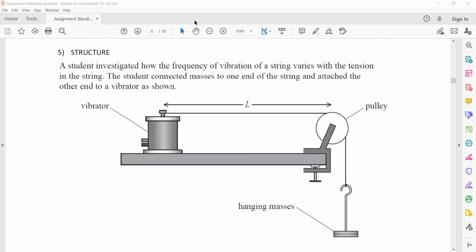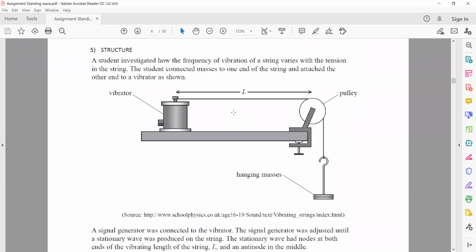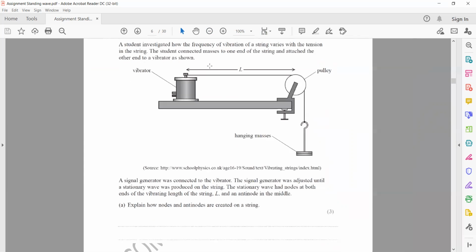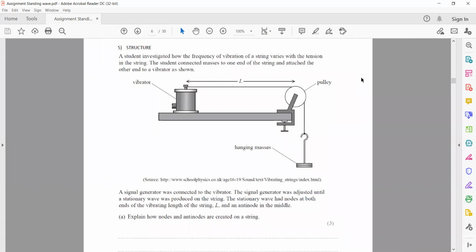Moving on to the next question, also a structure question about the standing wave, how the standing wave is produced. When this vibration generator produces the vibration, it travels and returns. The two waves traveling in opposite directions give rise to a standing wave, which will produce nodes and antinodes. A student investigated how the frequency of vibration of a string varies with the tension in the string. The student connects masses to one end to apply a tension, and at the other end the vibrator is shown.